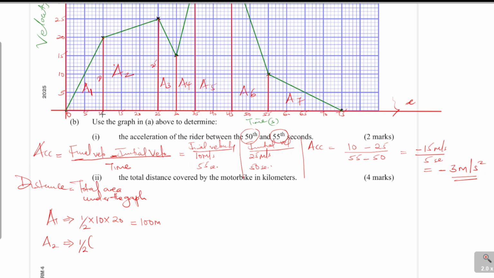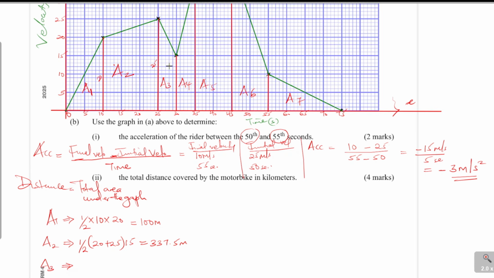And then the height will be 10 to 15. So the two parallel sides are 20 plus 25. Then multiply by the height from 10 to 25. That is a difference of 15. So when you multiply that, you shall get 337.5 meters.